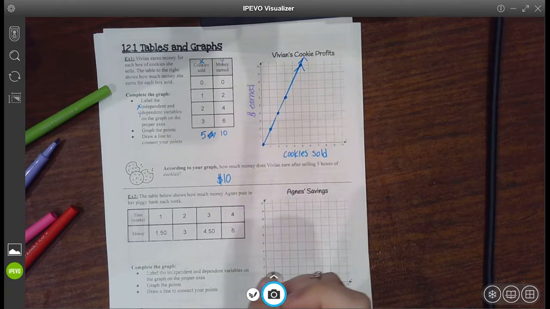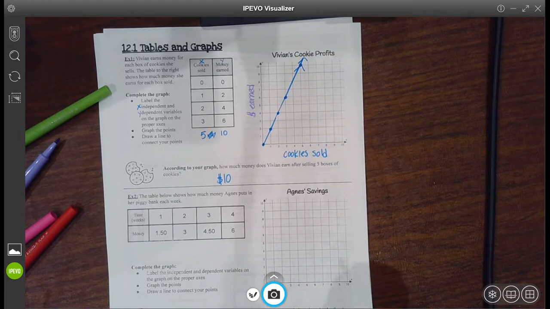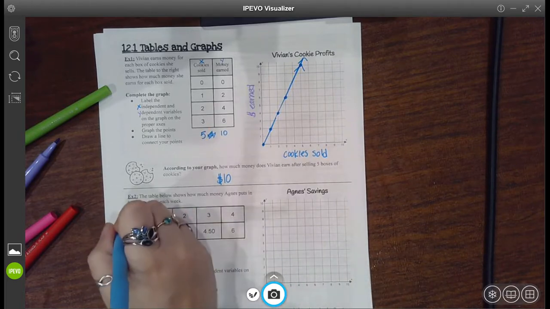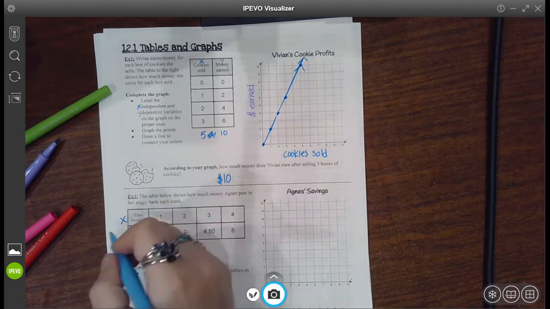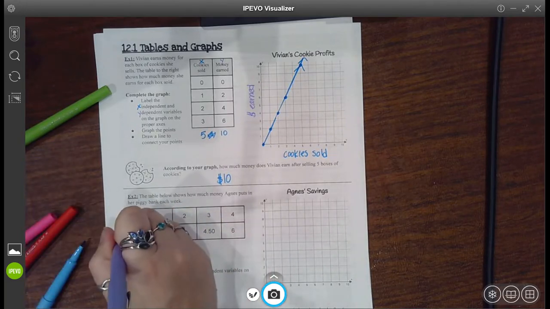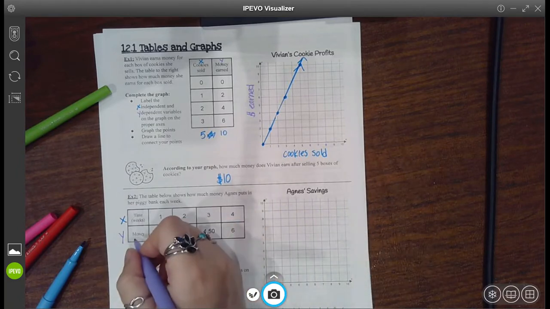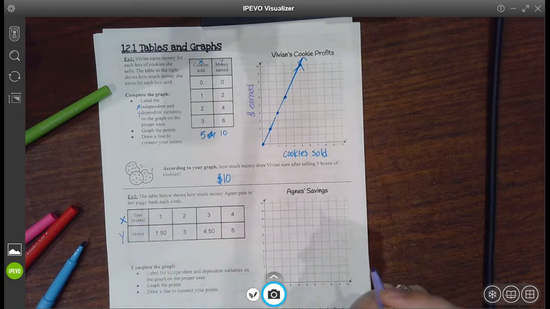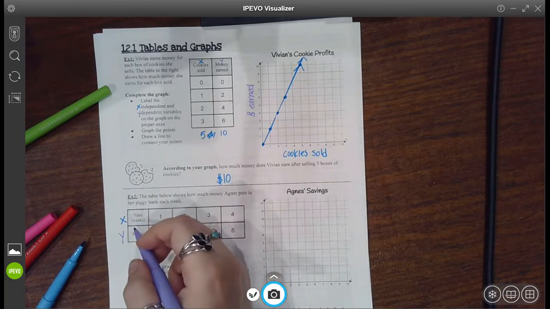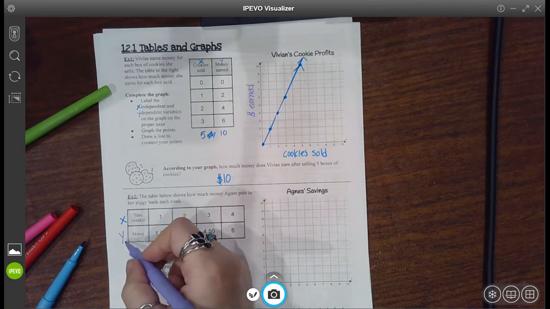So let's see. Which one's my x and which one's my y? What do you think? Remember we said that x is usually the first one that comes, like 99% of the time, and then y is going to be the second one. And then think about it. Does it make sense? How much money you have depends upon how long you have spent saving. Yeah, it makes sense. And just a hint too, x is almost always time, and money is almost always y.